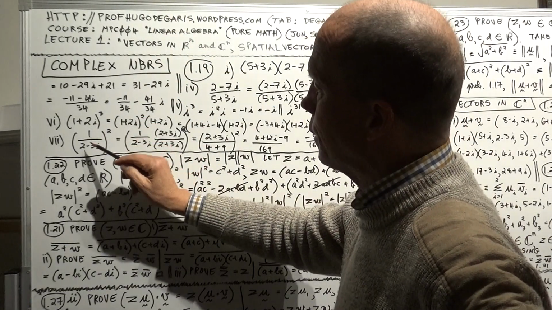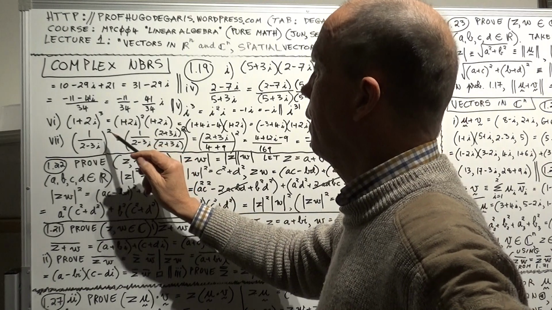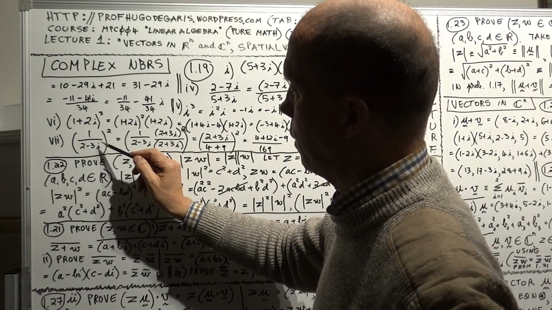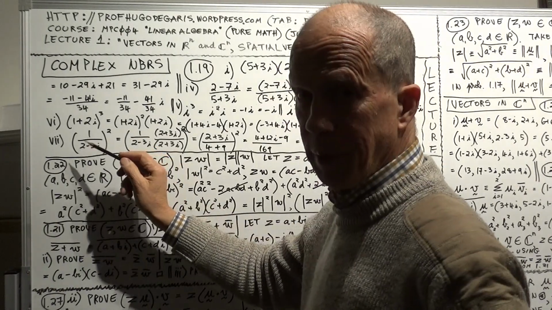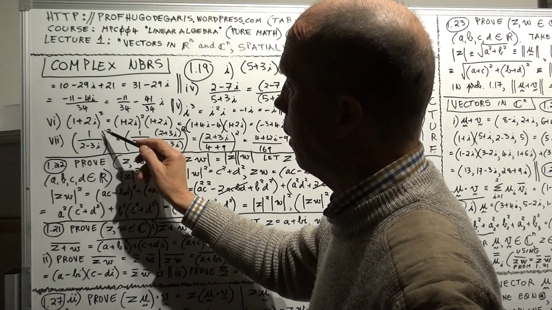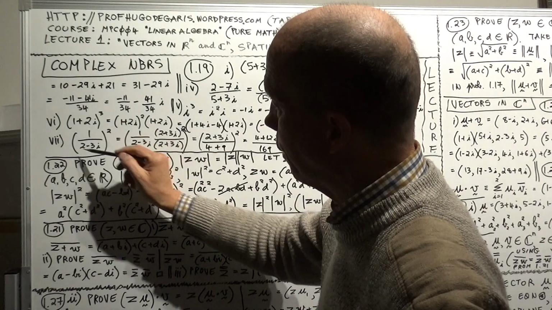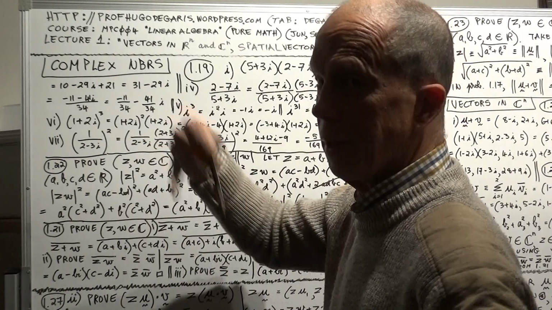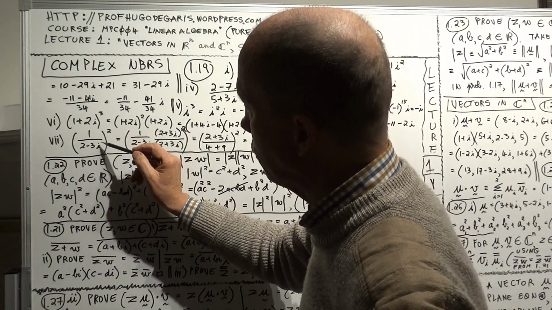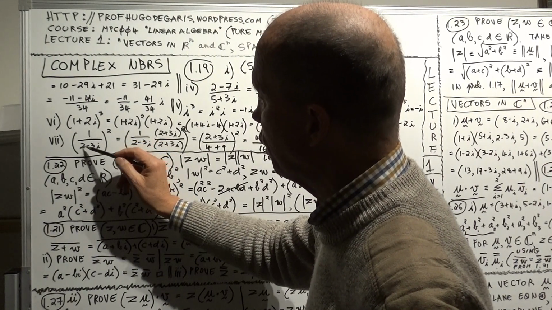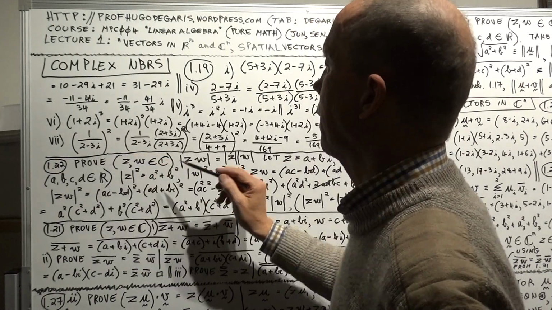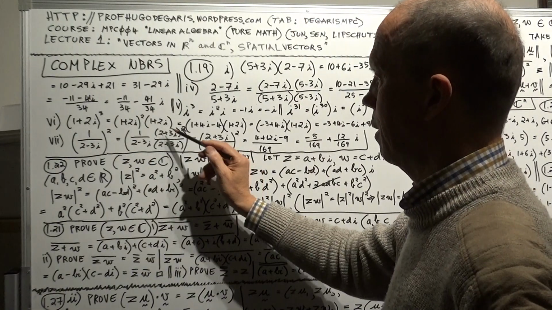You've got 1 over some complex number, the whole thing squared. So you do your usual trick. You want to make the denominator real. So you multiply above and below, within the brackets, and we'll square again later. Within the brackets we'll multiply above and below by the conjugate of this. And what's the conjugate of this? It'll be 2 plus 3i. So here it is, above and below.